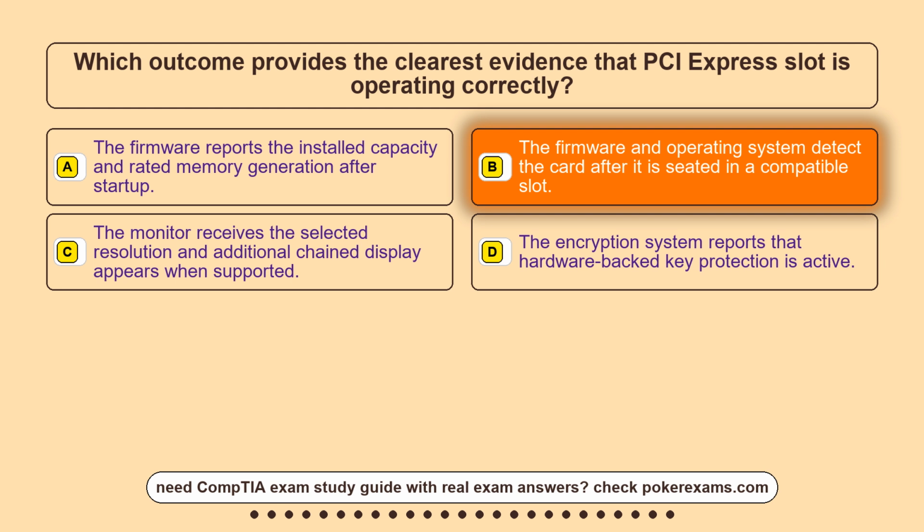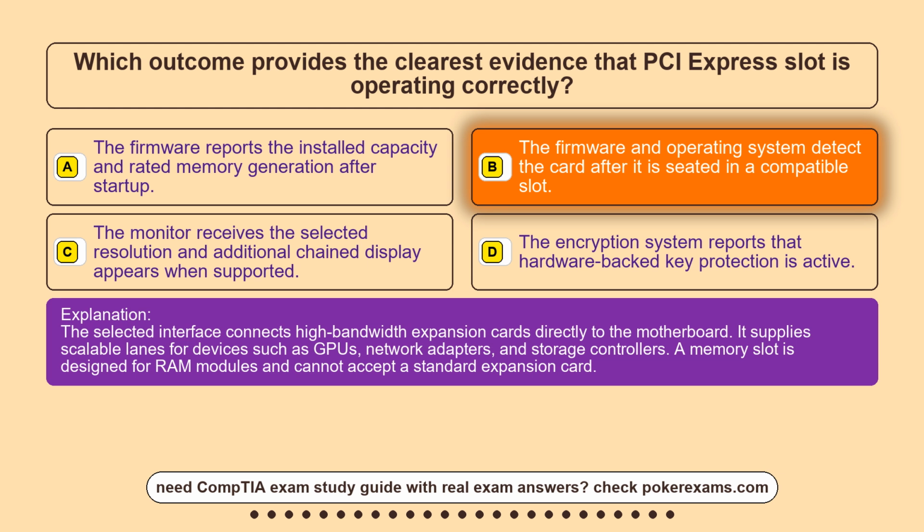The firmware and operating system detect the card after it is seated in a compatible slot. The selected interface connects high-bandwidth expansion cards directly to the motherboard. It supplies scalable lanes for devices such as GPUs, network adapters, and storage controllers. A memory slot is designed for RAM modules and cannot accept a standard expansion card.